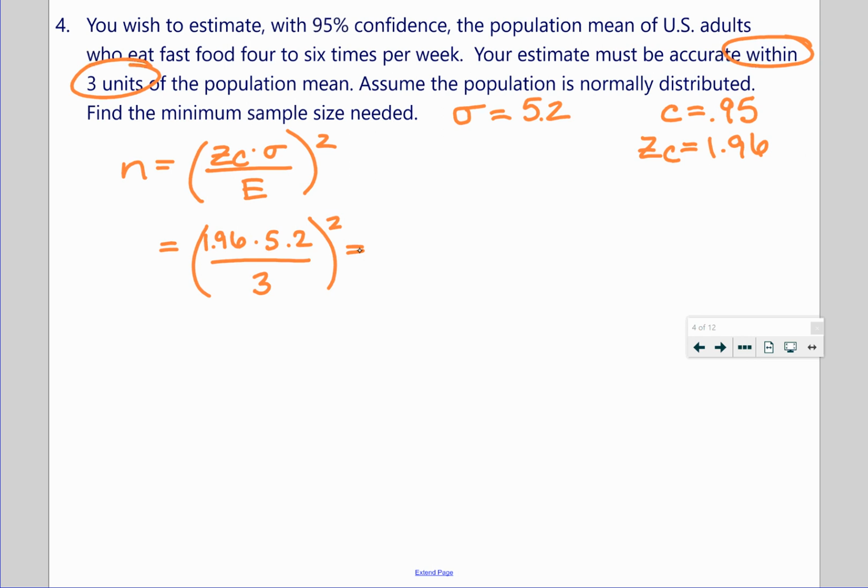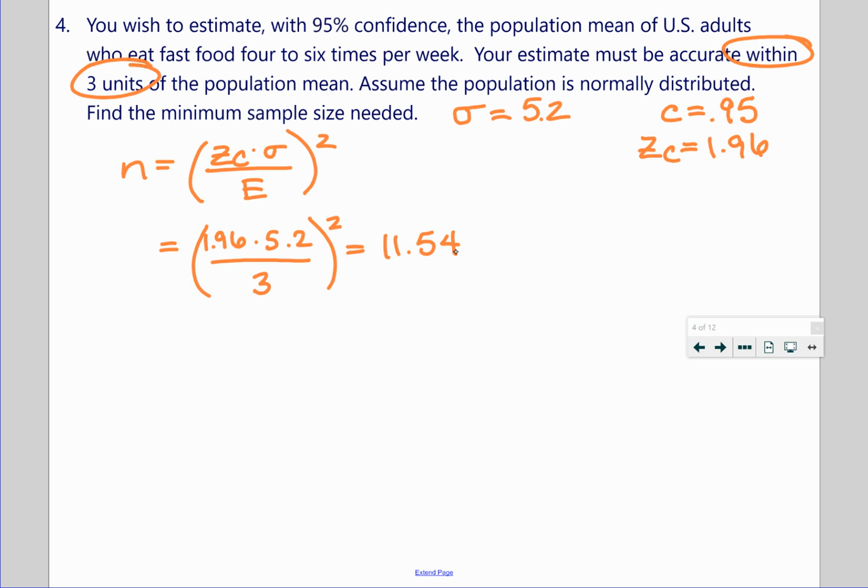1.96 times 5.2, divided by 3 and squared. I get 11.54. Now, n is a sample size, so it can only be an integer, and we're looking for the minimum value. So right now it's telling me the minimum needs to be 11.54.